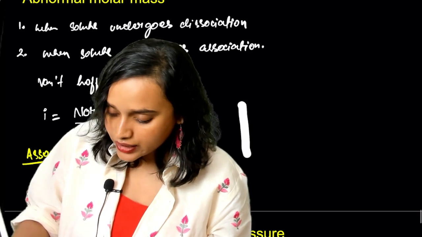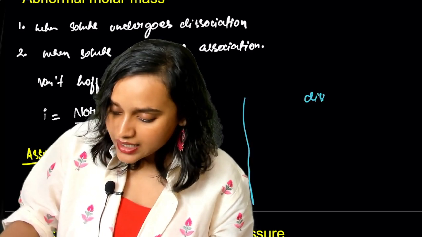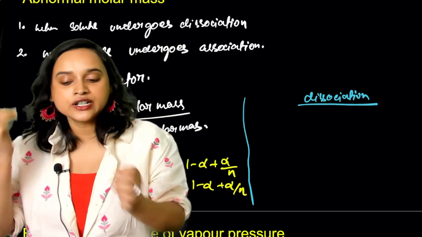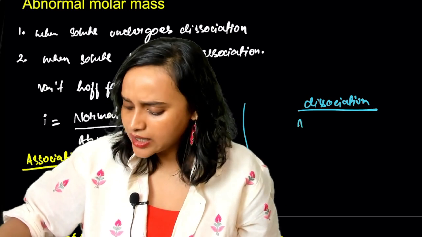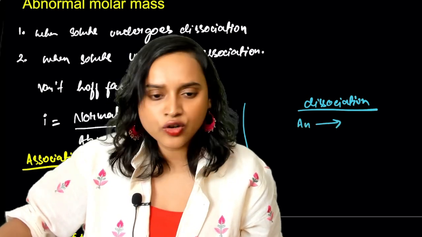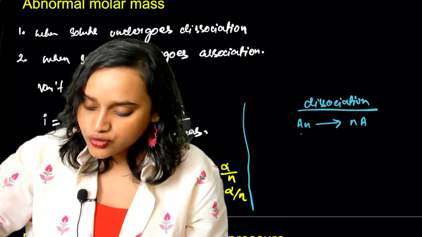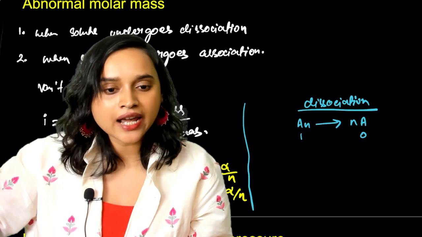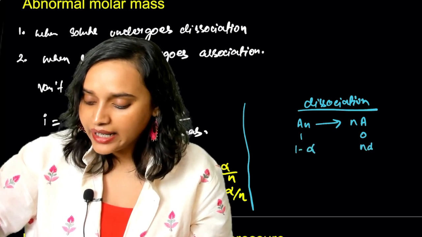Let's come to this side and quickly do it for dissociation as well, because after this we are almost done. For dissociation, yet again you have A_n, which is going to dissociate into n number of A. Initially you have 1 here and 0 here, and after some time you will have 1 minus alpha here and n alpha here.